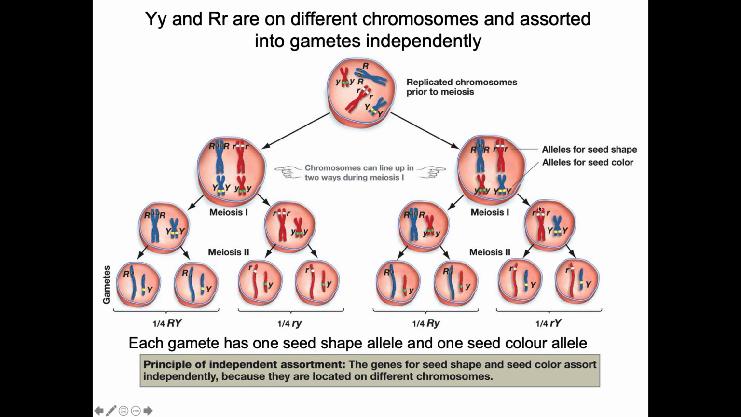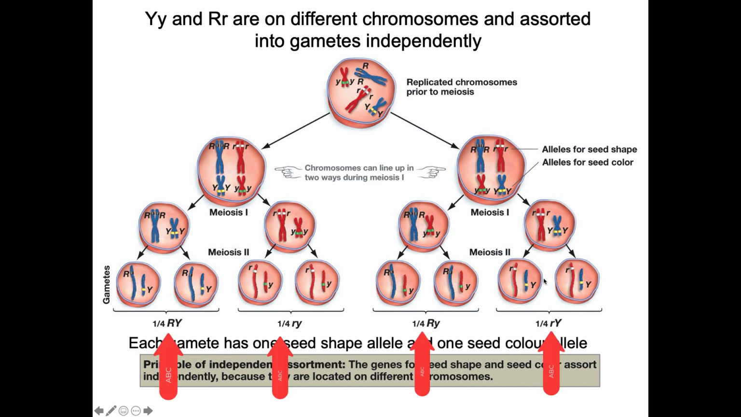When these are separated in anaphase 1 of meiosis, it generates two daughter cells, one that has the dominant allele for seed shape with the recessive allele for seed color, and a daughter cell that has the recessive allele for seed shape and the dominant allele for seed color. These sister chromatids are separated in meiosis 2, and they yield daughter cells, half of which have the dominant allele for seed shape and the recessive allele for seed color, and half which have the recessive allele for seed shape and the dominant allele for seed color.